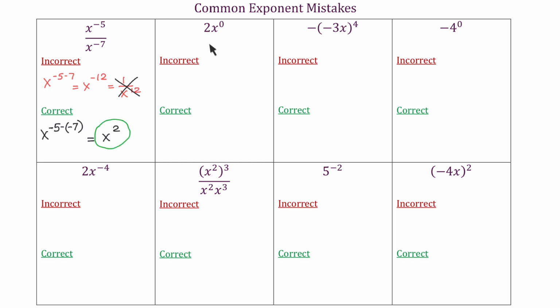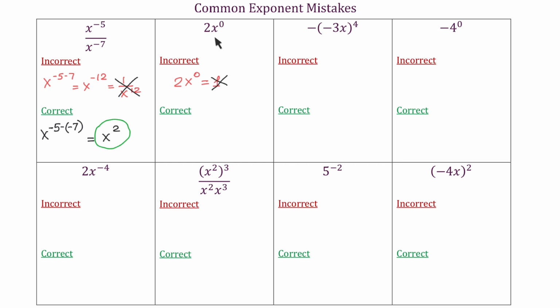The next expression is 2x to the 0 power. Assuming that x is a non-zero number, when we raise an expression to 0, we will get 1. So then, 2x to the 0 power equals 1. But this answer is incorrect.